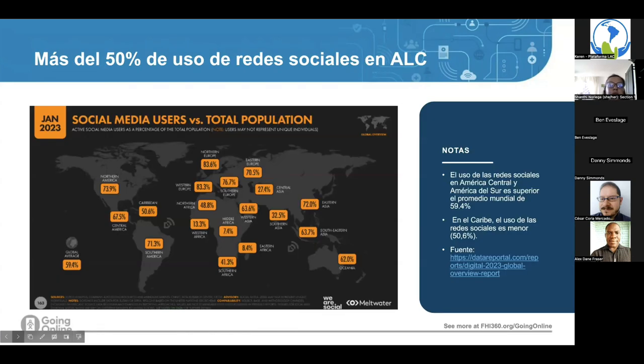Here we have some specific information for the LAC region, and you can see the percentage of the population that has access to social media compared to the total population. And we see in particular that the use in Latin America and the Caribbean is particularly high compared to other regions in the world.